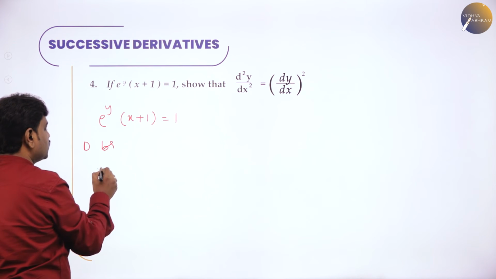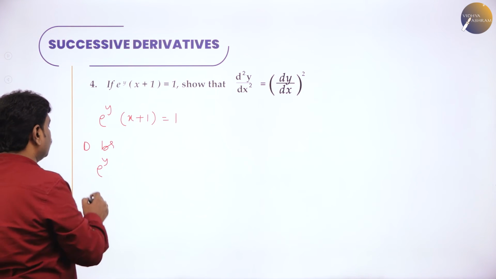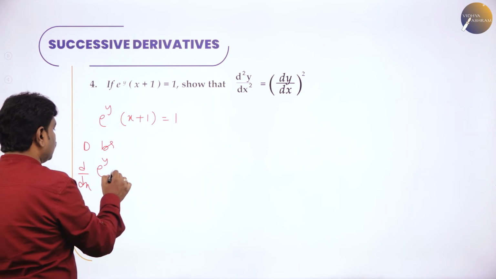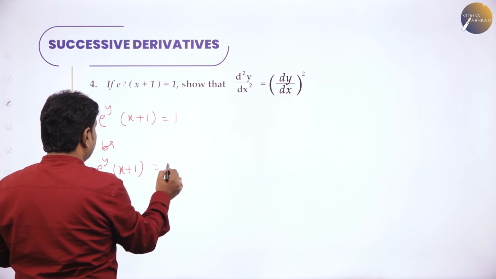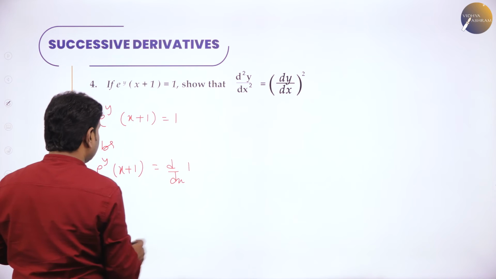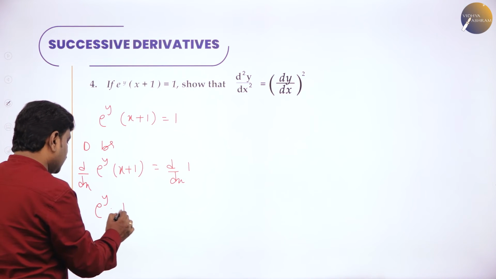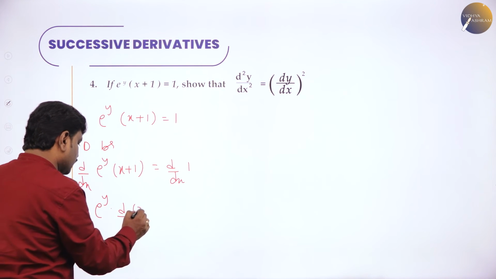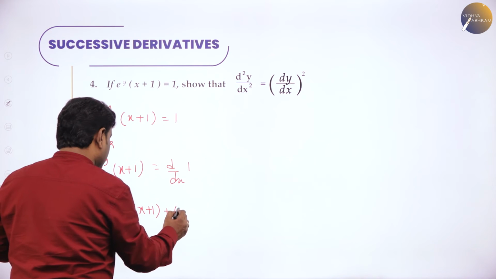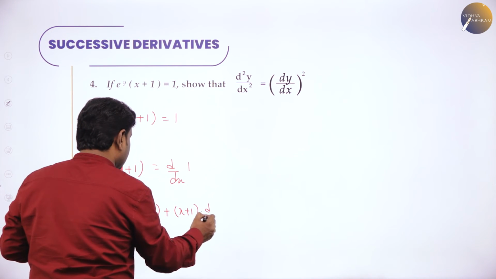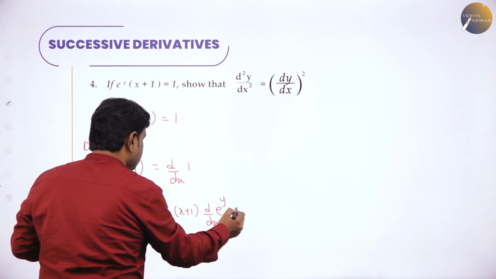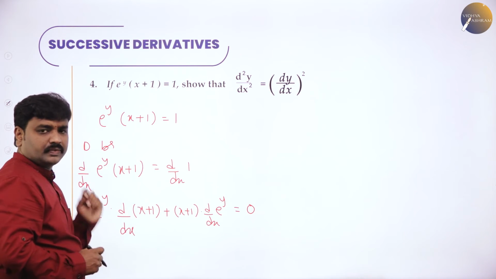If you differentiate both sides, use the product rule. So d by dx of e power y into (x plus 1) is equal to d by dx of 1. That is e power y into d by dx of (x plus 1) plus (x plus 1) into d by dx of e power y is equal to 0. Derivative of 1, all of you know.